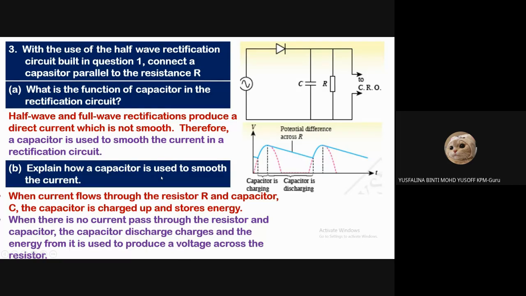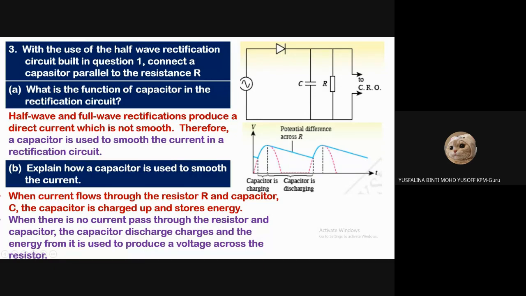Sometimes they put to store a charge. Sometimes they say to smooth the current. Both of it is the same. So half wave, full wave rectification produces direct current which is not smooth. Therefore a capacitor is used to smooth the current in the rectification circuit. So explain how a capacitor is used to smooth the current.